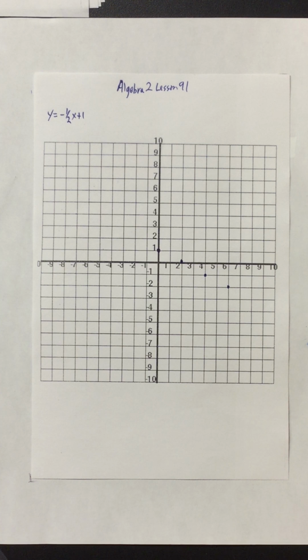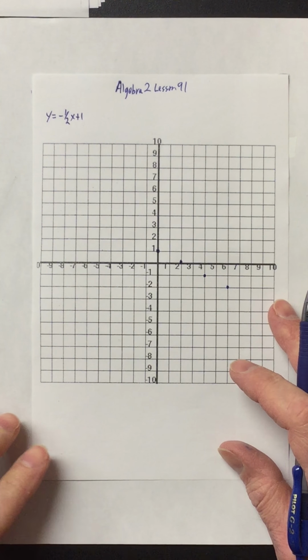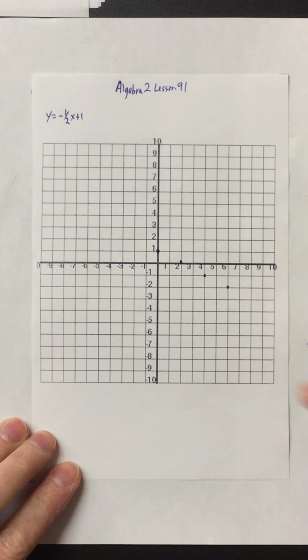Lesson 91 has to do with inequalities and how we relate them to each other inside of graphing. I think the lesson does a really good job of explaining this, and so I really encourage you to read through the lesson and look at the examples there. I will work through a little bit of this here to add to that.